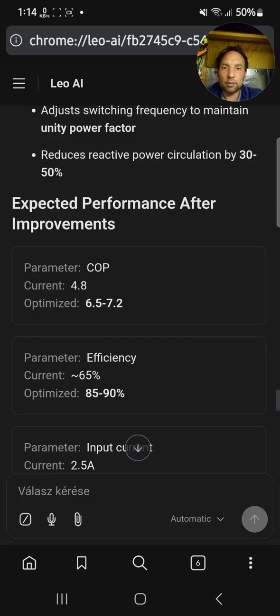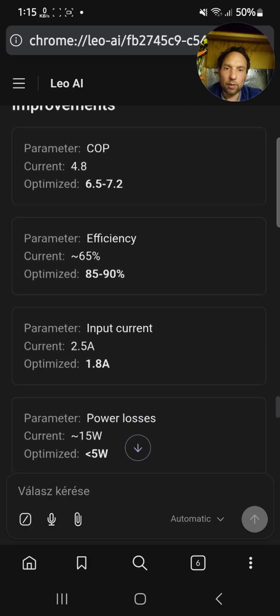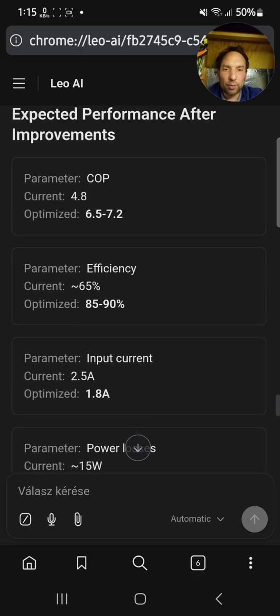But what? Expected performance after improvements. COP currently 4.8. Optimized 6.5 to 7.2. So that, yeah, that's funny. That's really funny. And optimized input current on 12 volts, 1.8 amps.